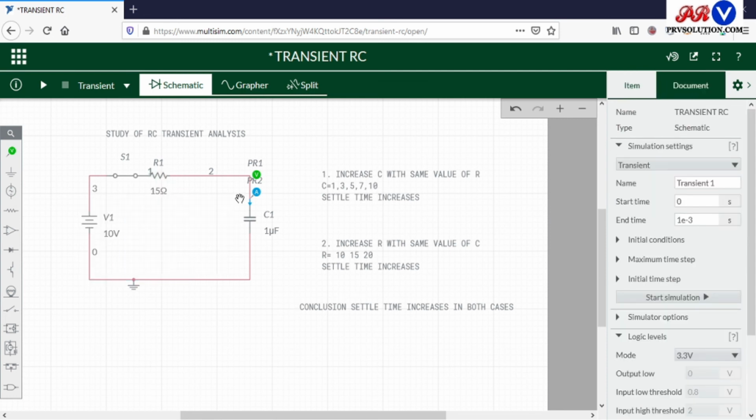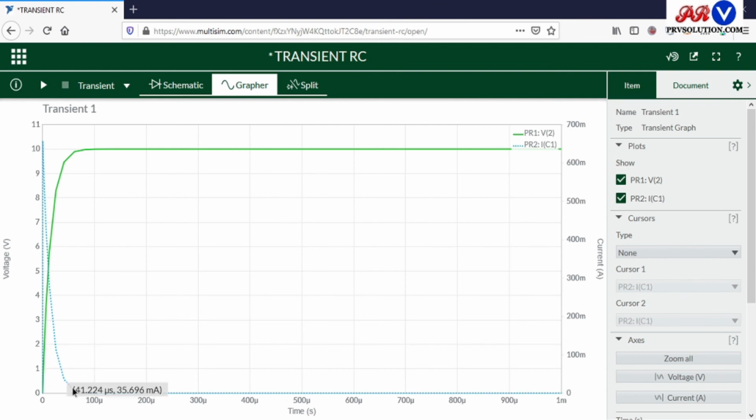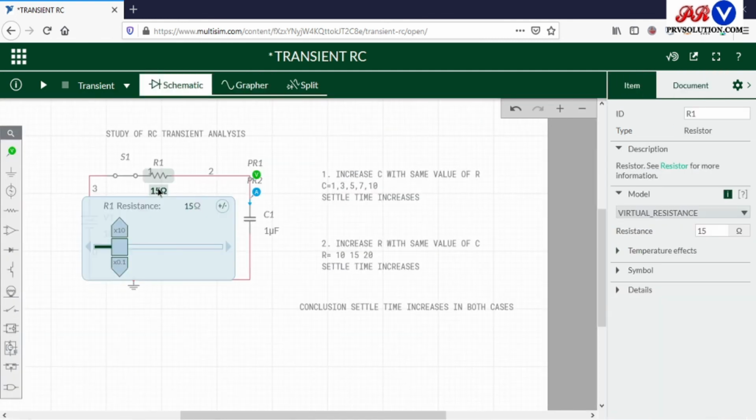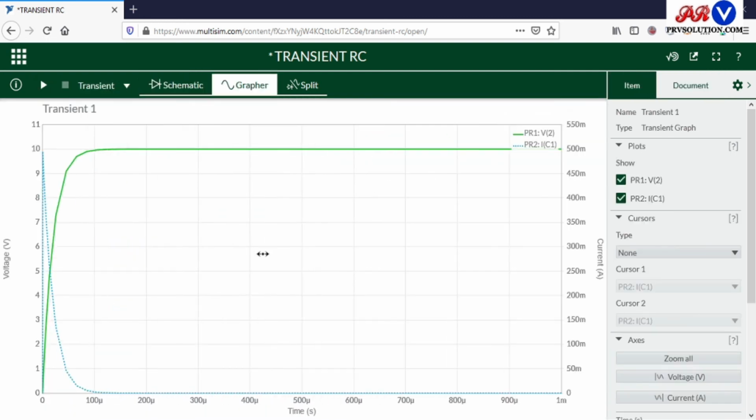Fifteen ohm. Now the settling time is around 81 microsecond. Twenty ohm. The settling time is 105 microsecond.